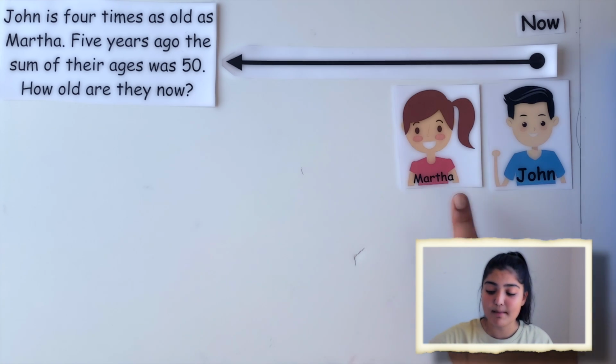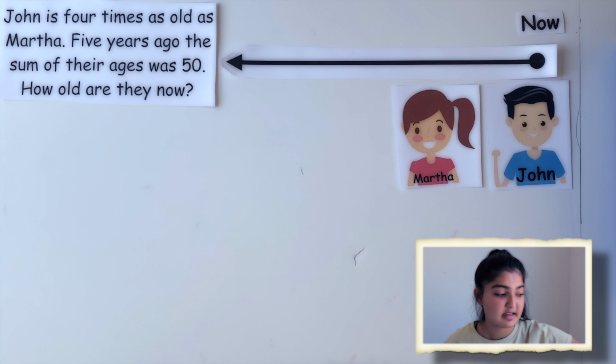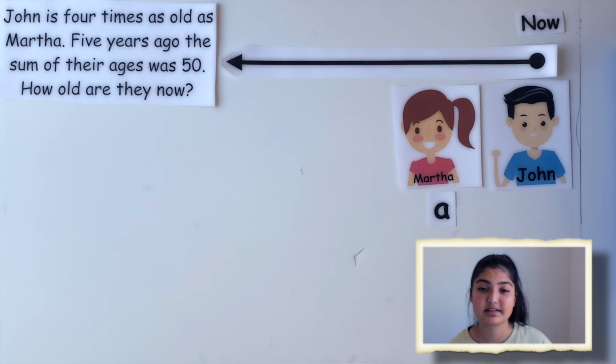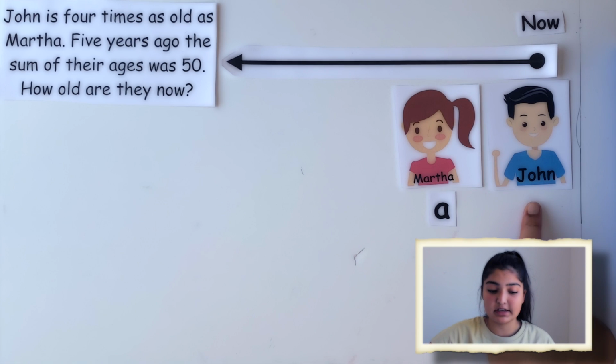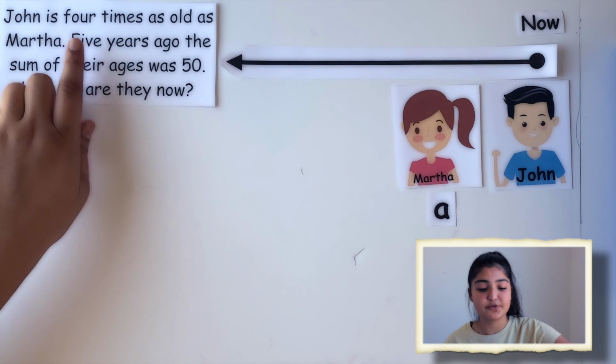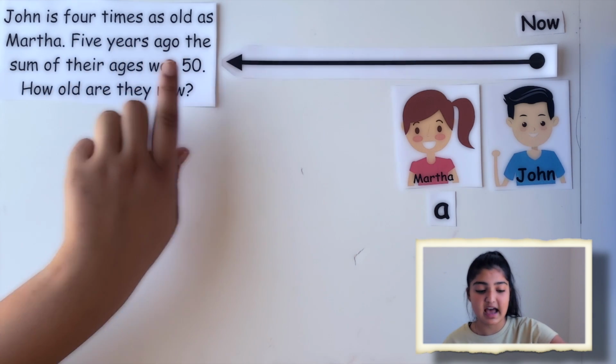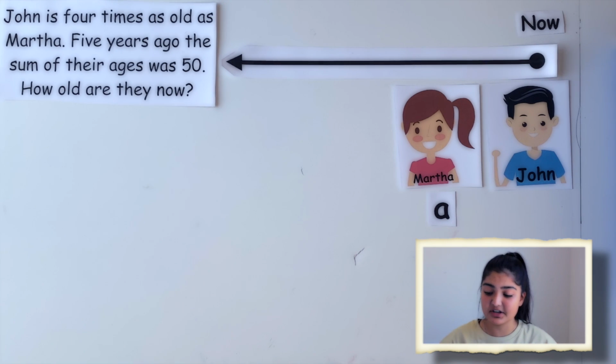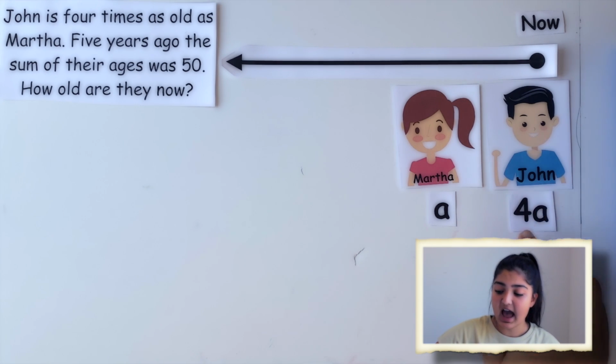Let's assume Martha's age as the variable A. And since John is 4 times as old as Martha, we can assume John's age as 4 times A, or 4A.